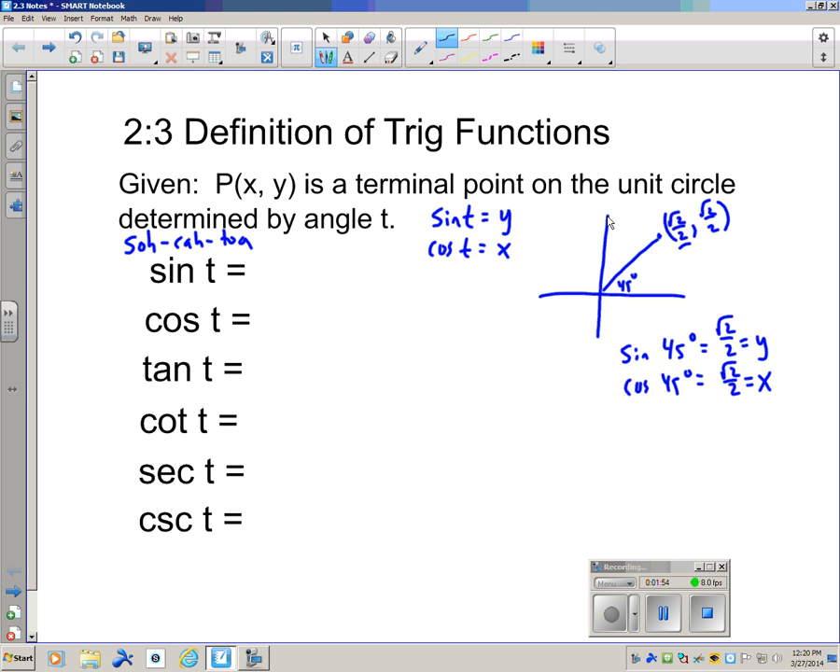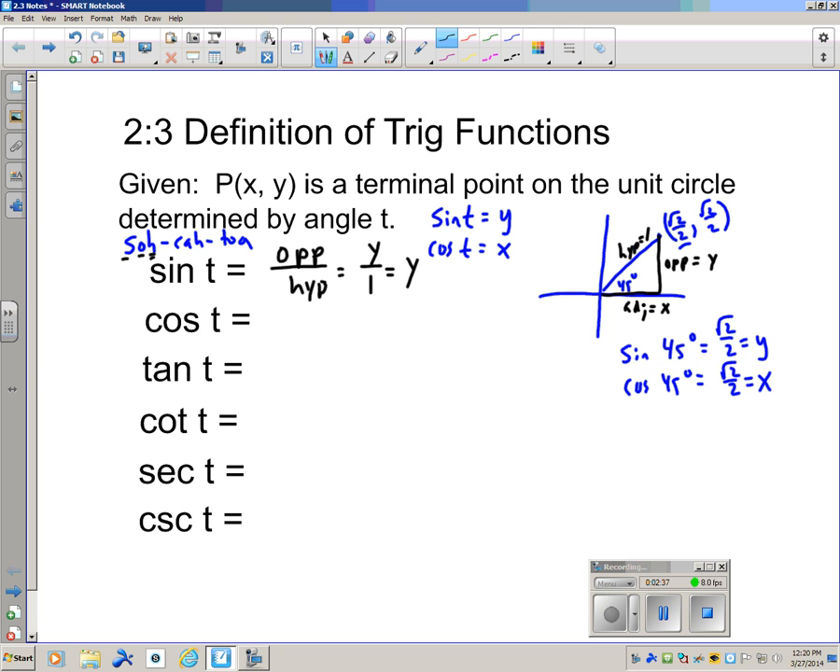Looking at sine, remember sine is your opposite over your hypotenuse. Then we're going to label these according to our unit circle. If I draw out a triangle here, our opposite is over here, our adjacent here, and our hypotenuse is here. Well, our hypotenuse on the unit circle is always 1. Our opposite is equal to our y value, and our adjacent is equal to our x value. So opposite is y over 1, which gives us y.